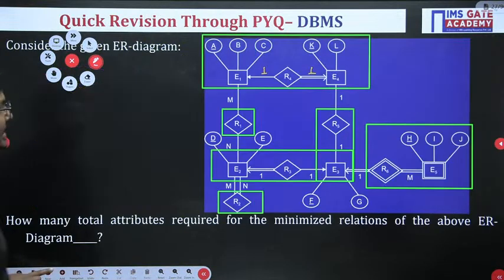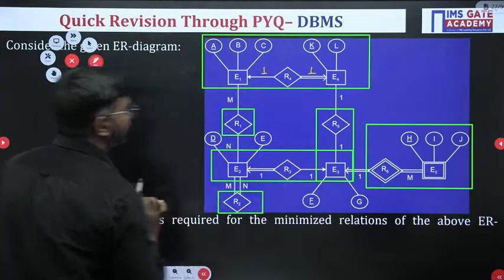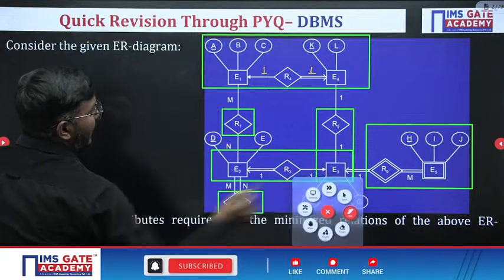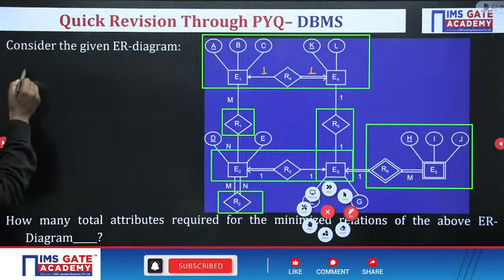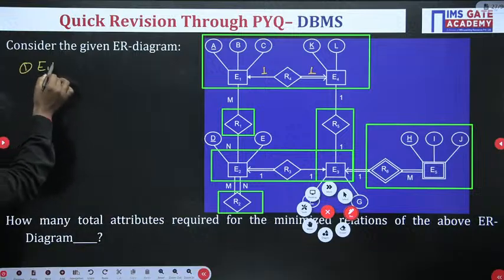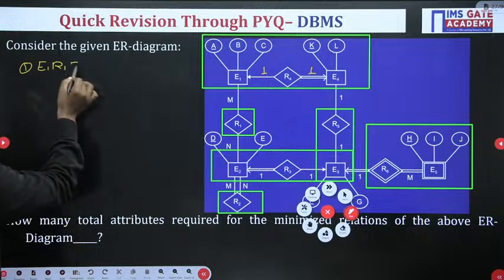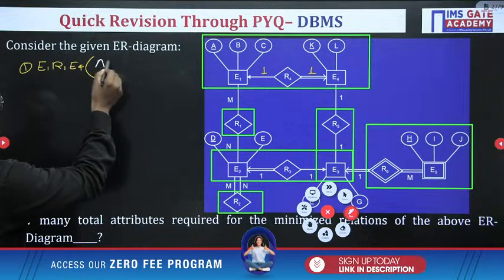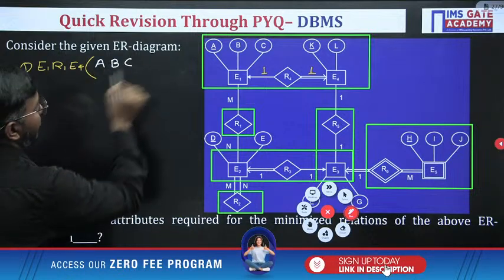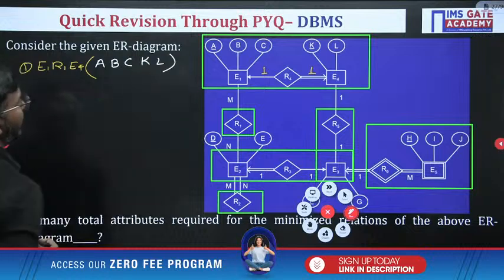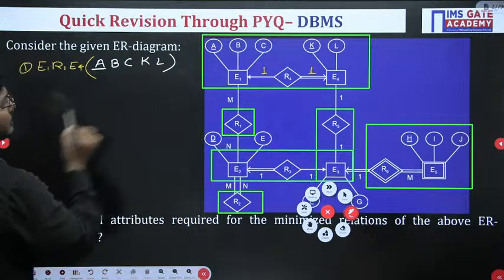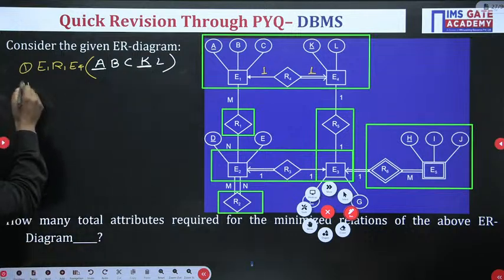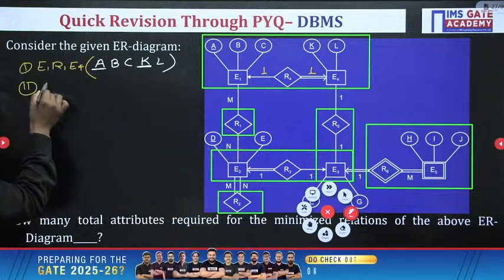Here, how many tables? 1, 2, 3, 4, 5 tables. Fine, very good. Now let's quickly write the attributes here. First is our E1, R1 and E4. Attributes will be A, B, C, K and L. Here A is our key attribute, and K also becomes a key attribute. Fine, very good. Now the next one is our R1.